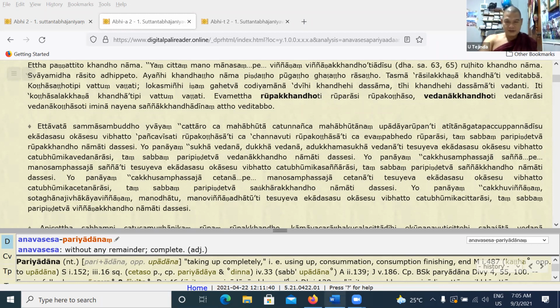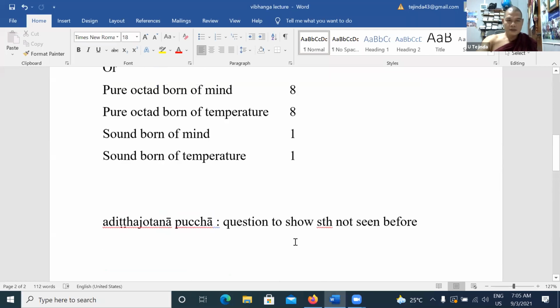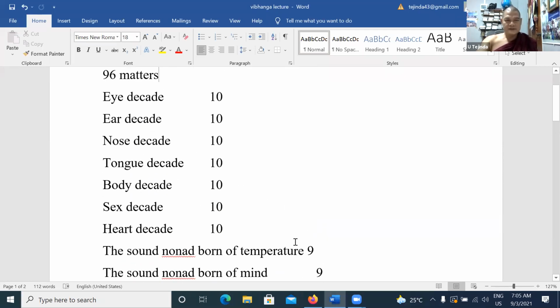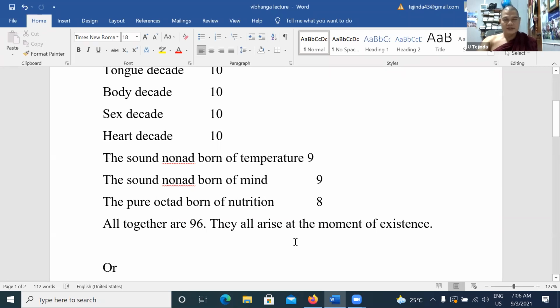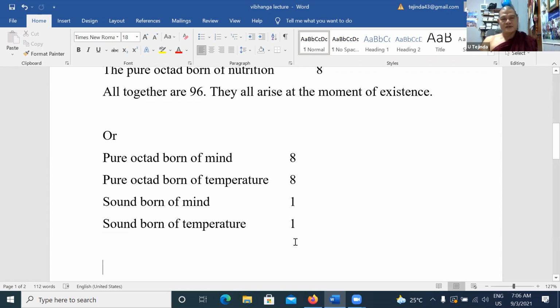So I also write here: the eye decade, the ear decade, the nose decade, the tongue decade, the body decade, the heart decade. Then here in the Atthakatha, it is the sound nonet born of temperature. So we combine, we don't separate the two. We combine sound nonet born of temperature, sound nonet born of mind, the pure octad born of nutrition. We also call here pure octad born of mind, pure octad born of temperature, sound born of mind, Chittaja Sadda, sound born of temperature, Utuja Sadda.